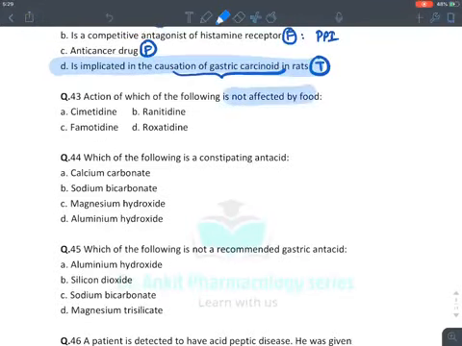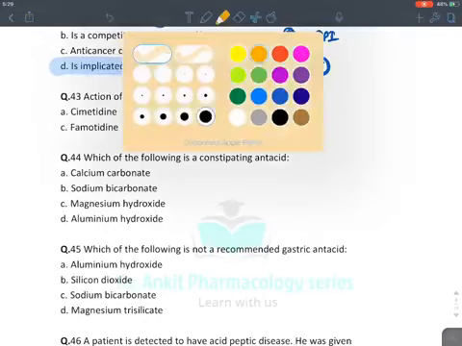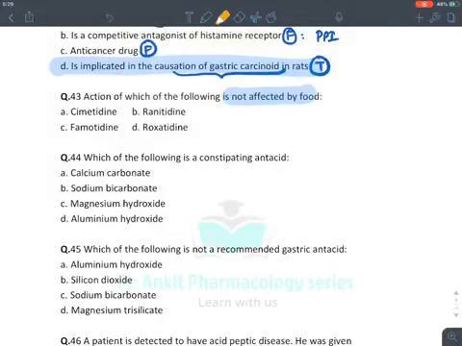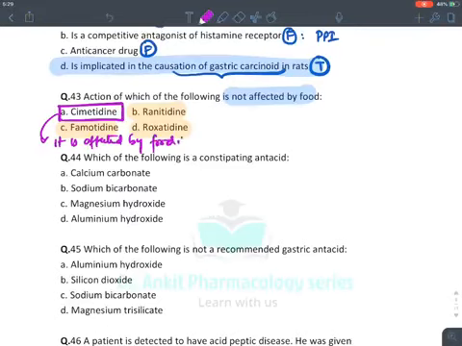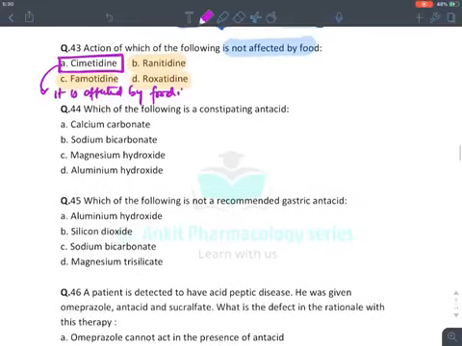Action of which of the following is not affected by food? The answer for this question is, remember, ranitidine, roxatidine and famotidine. The action of cimetidine is affected by food. For the complete list of the drugs whose absorption is increased or decreased by food, you can see the club. There is a post out there and the whole concept is given in our complete video series.